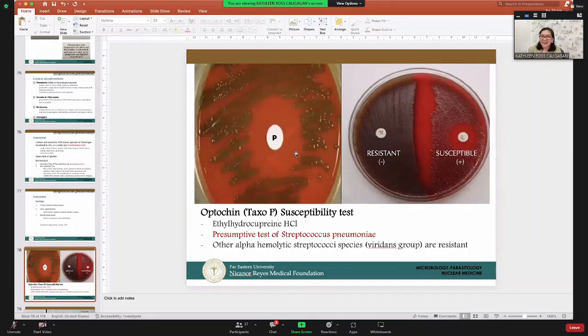So this is how the susceptibility test for taxo-P is done. There is a measurement there, the zone of inhibition. I forgot the measurement. Wait, class, let me see.